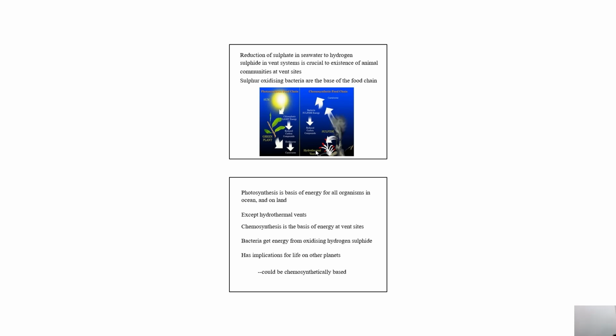Now, the reduction of sulfate in seawater to hydrogen sulfide in vent systems is crucial for the existence of animal communities at vent sites, right? Sulfur-oxidizing bacteria are the base of the food chain. Photosynthesis is the basis of energy for all organisms in the ocean and on land, except at hydrothermal vents. Chemosynthesis is the basis of energy at vent sites. Bacteria get energy from oxidizing hydrogen sulfide.